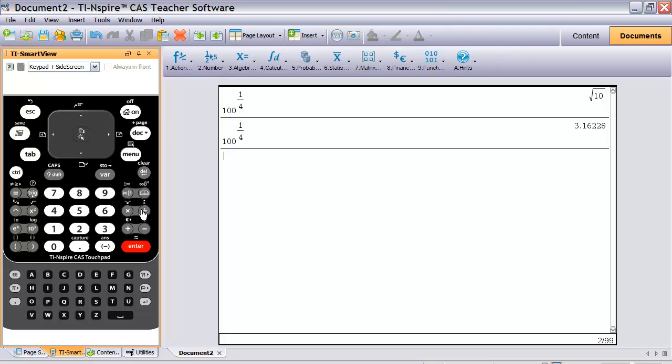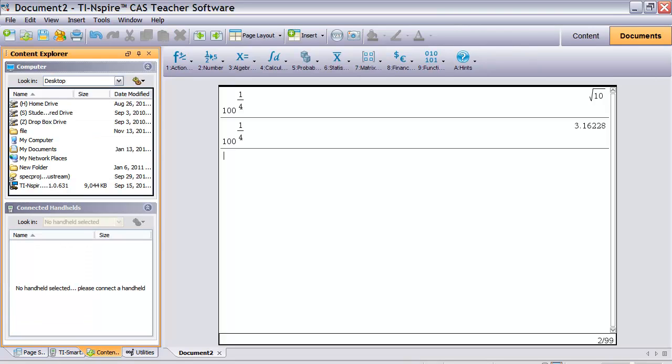So I know it's about 3.16228. Now it asks for our answer to the nearest thousandth, so that would be 3.162, rounded to the nearest thousandth. And then we also know it's the opposite of that, which would be negative 3.162.